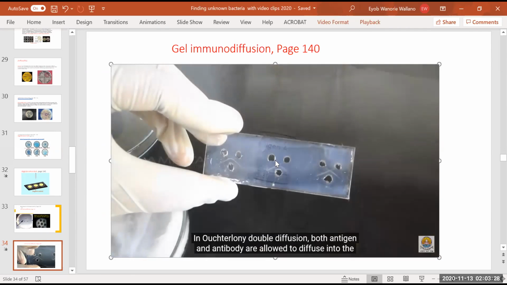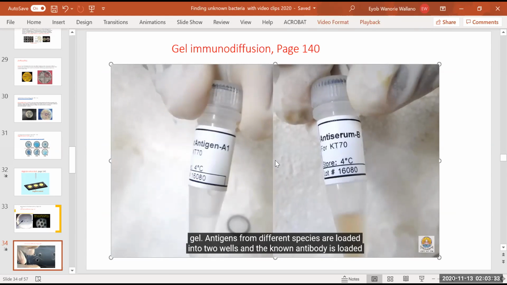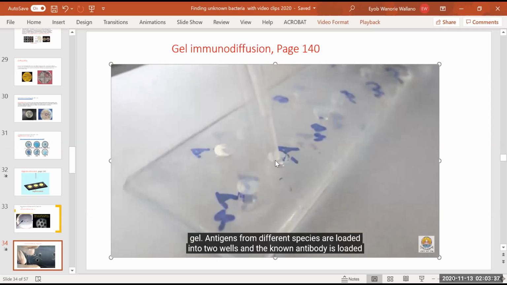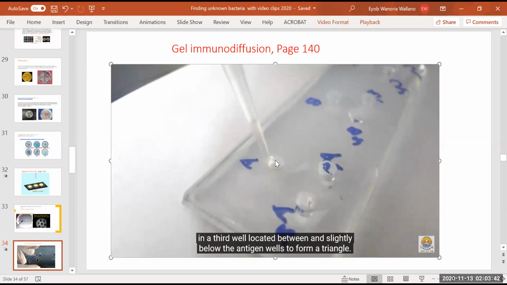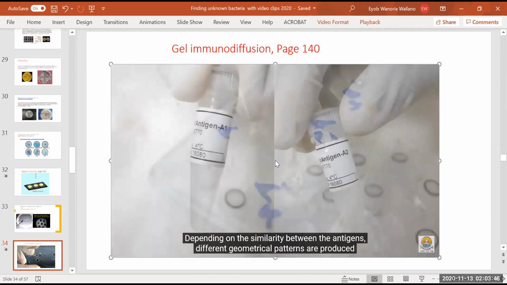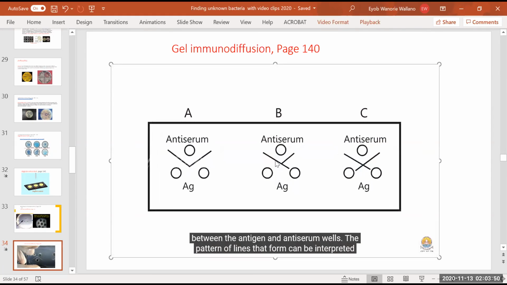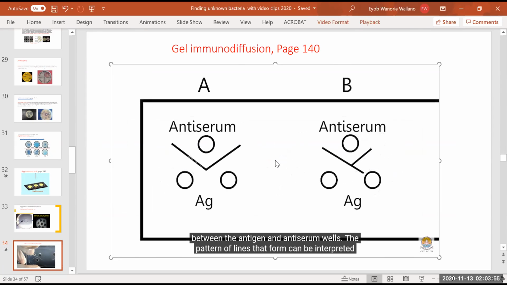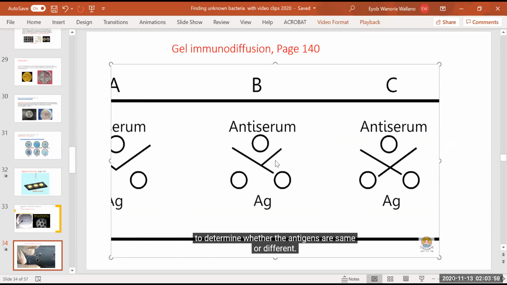In Ouchterlony double diffusion, both antigen and antibody are allowed to diffuse into the gel. Antigens from different species are loaded into two wells, and the known antibody is loaded in a third well located between and slightly below the antigen wells to form a triangle. Depending on the similarity between the antigens, different geometrical patterns are produced between the antigen and antiserum wells. The patterns of lines that form can be interpreted to determine whether the antigens are the same or different.